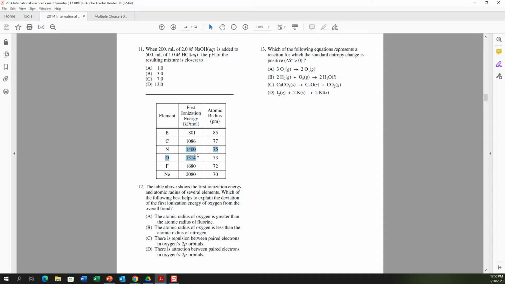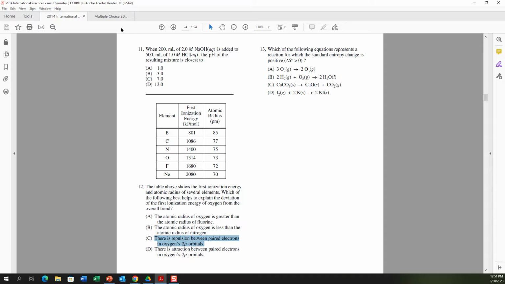It's because the p sublevel of oxygen has a pair of electrons, which increases the electron-electron repulsions within that sublevel. And remember, nitrogen's 3 electrons in the 2p sublevel are all unpaired, up, up, up, whereas oxygen's are up, up, up, down. So that's what we're looking for. Why is there a deviation from the first ionization energy trend? It's because there is repulsion between paired electrons in oxygen's p orbitals. So that explains the exception there.